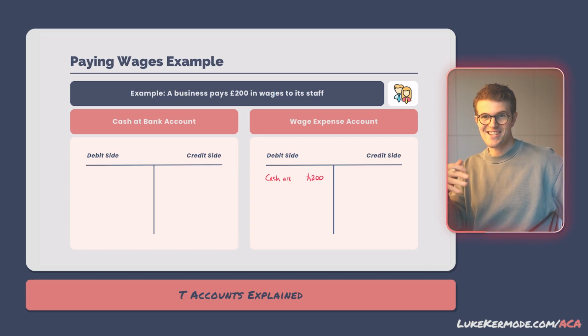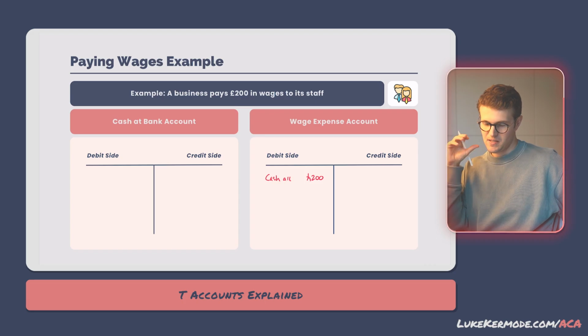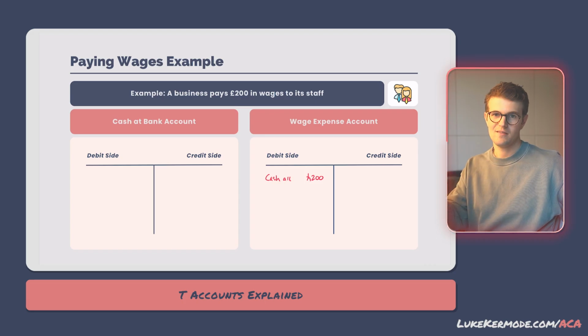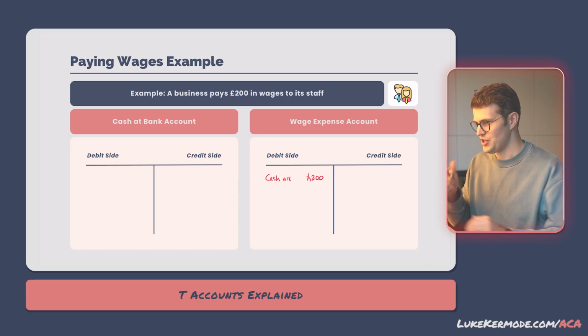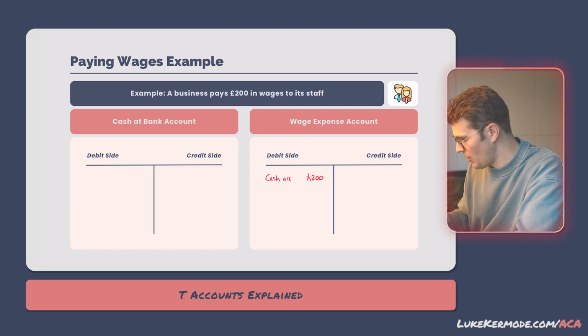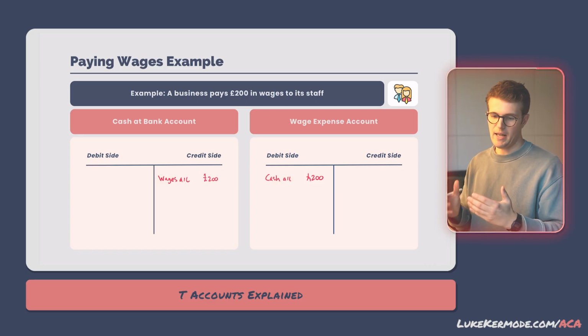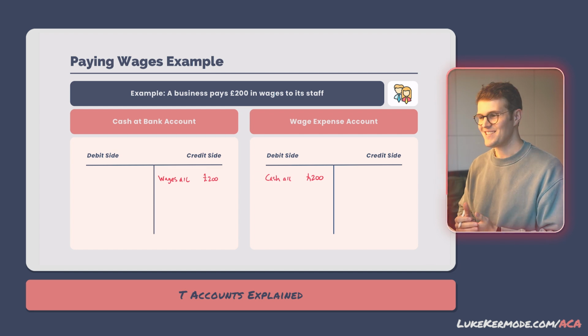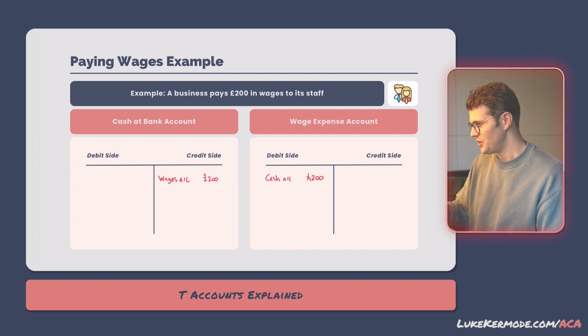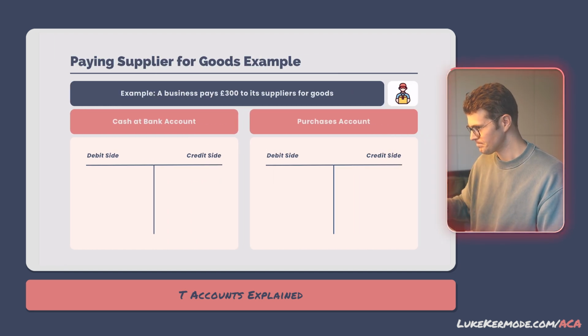At the same time, cash is leaving the business because the business is paying its staff using its cash. So we credit the cash at bank account by £200 to show that the bank balance has decreased by £200. This double entry shows both the cost of paying staff and the reduction in cash used to make the payment.